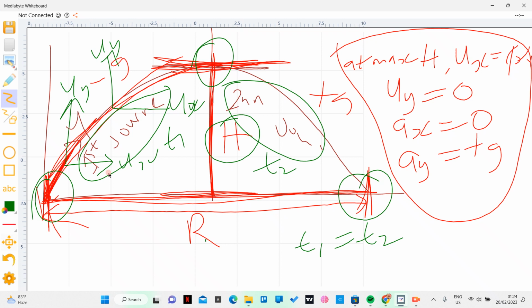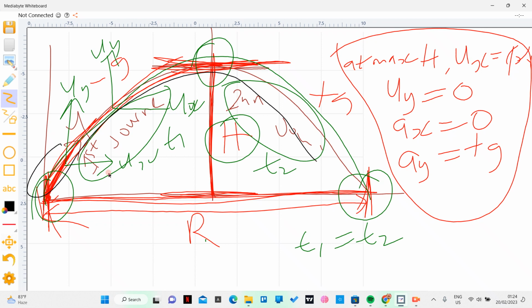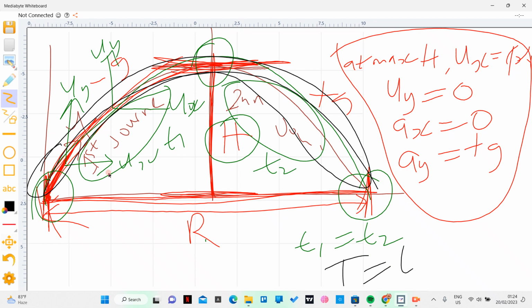So now the total time to complete the entire journey, from here to here, from here downwards, will be the total time of flight, which is T1 plus T2, which can also be what? 2T1, since T1 and T2 are the same.